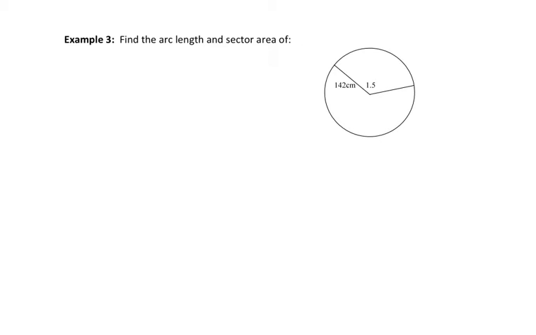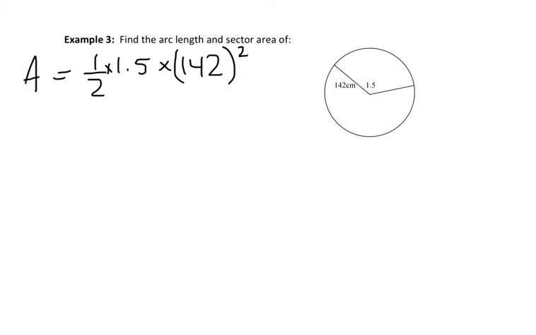All right, arc length and sector area. So area is going to be a half times the angle times r squared. And I'll leave that to you to put into your calculator. This is going to be an exact answer, so you should not round. And the length is going to be the angle times the radius. And again, I'll leave you to put that in your calculator.